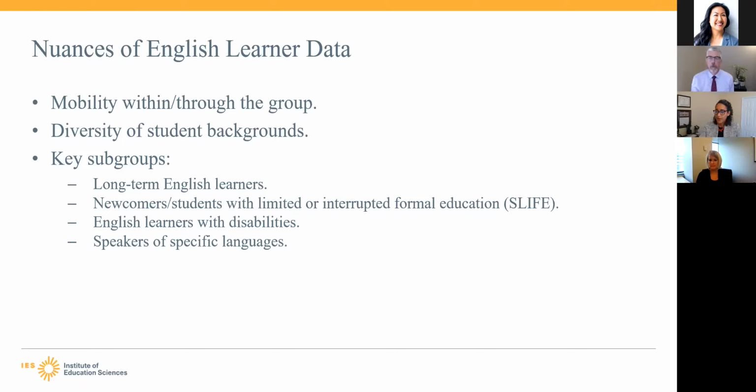Great point, Annette. It's useful to know what sequences of service students may have received. Yes, especially when they've moved across districts, but it can be difficult.